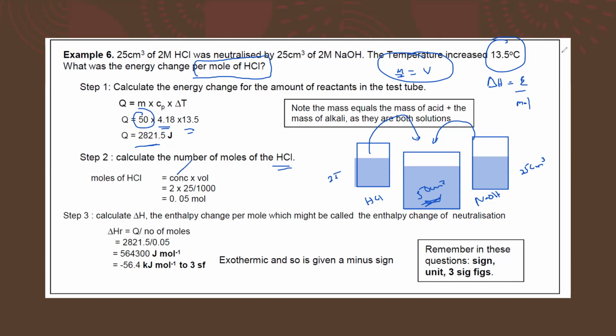For HCl, the concentration is given as 2 and the volume is 25, so we get 0.05 moles. And then enthalpy change is energy divided by moles. So energy is 2821 divided by 0.05, so we'll get 56,420 joules per mole. We divide by 1000 and we'll get the answer in kilojoules. But because the temperature increased in the question, what should we put? We should put a negative sign. The negative sign indicates that the reaction is exothermic. Is this example clear?